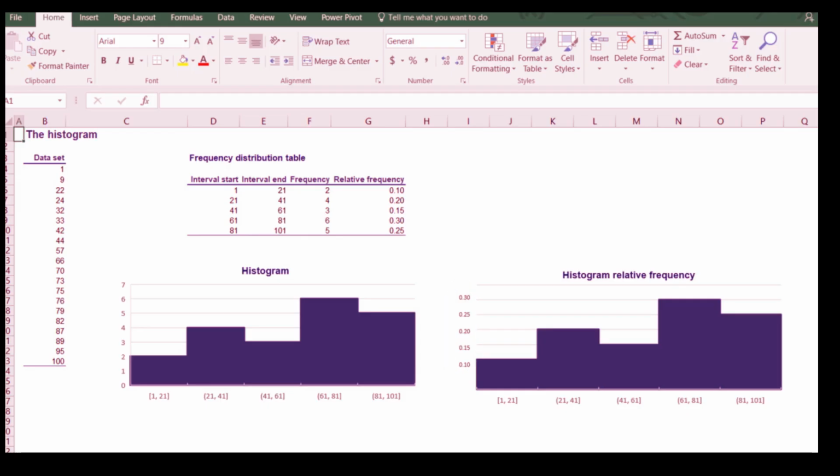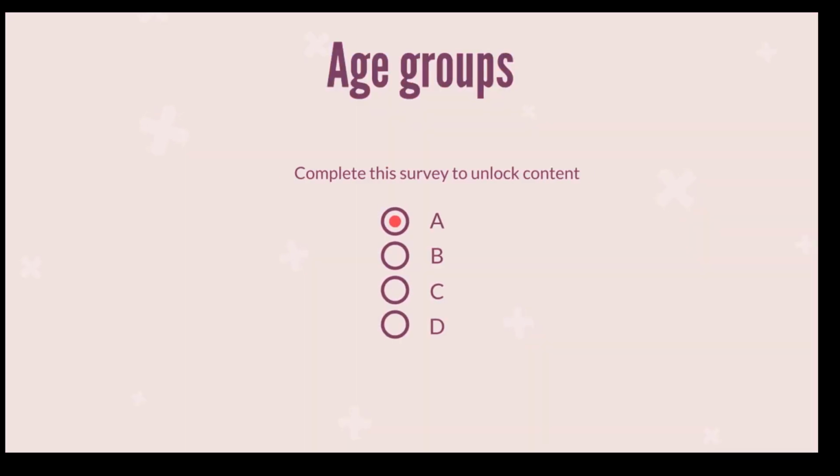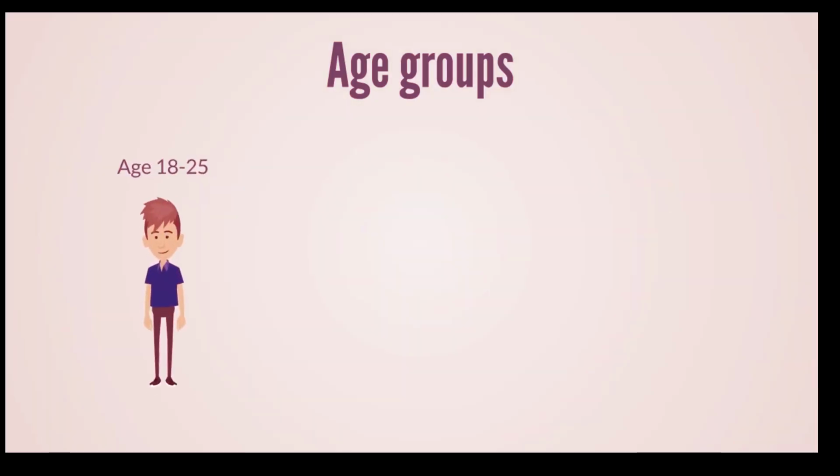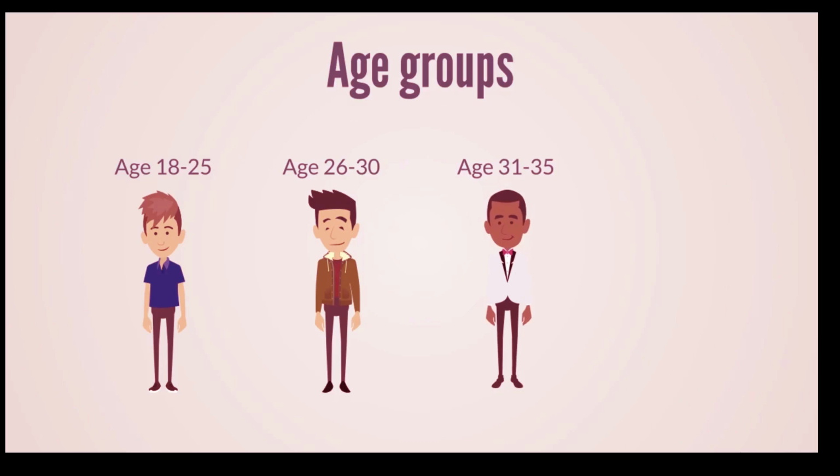There is one last thing to note here. We may create a histogram with unequal intervals. An example is designing age groups. You've likely completed some survey where you were asked about your age, and the possible answers were 18 to 25, then 26 to 30, 31 to 35, and so on until 60 plus.